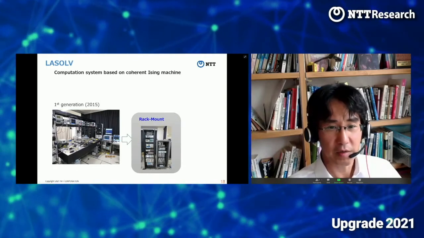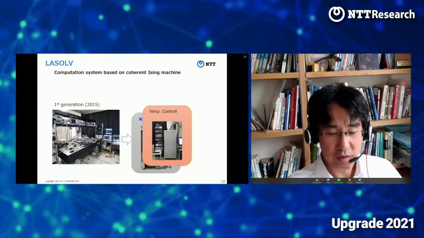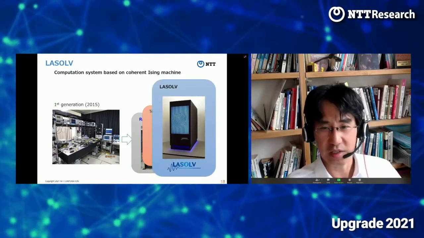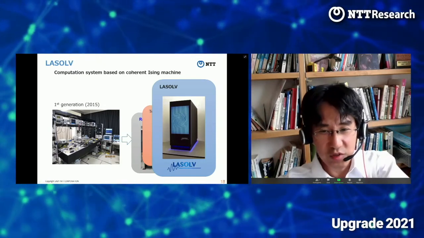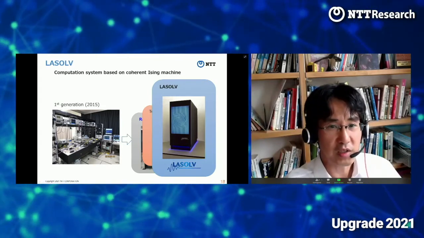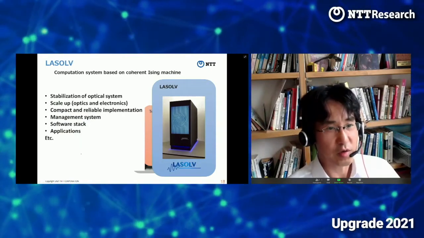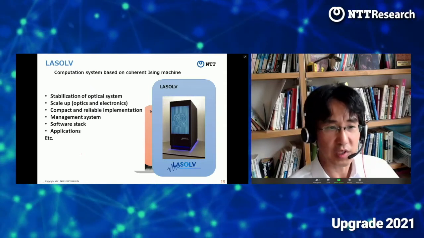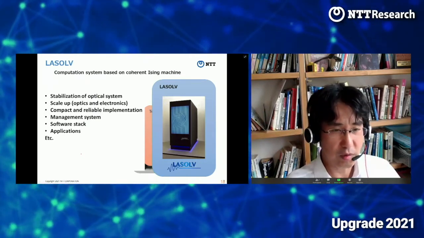In the following few years, we put those optical components into a 19-inch rack, added temperature control to the fiber optics, and packed the setup into a very nice box, and we started calling it LASOL. However, the box is beautiful, but the inside is actually the same as those optical experimental setups. So in order to make a serious computation system, we need to do a lot of things: more stabilization is of course needed, scaling up is important, compactness and reliability are very important for a computation system, and the management system, software stack, and applications should all be considered.